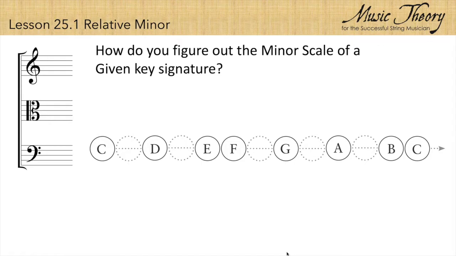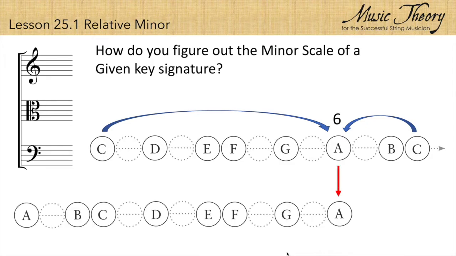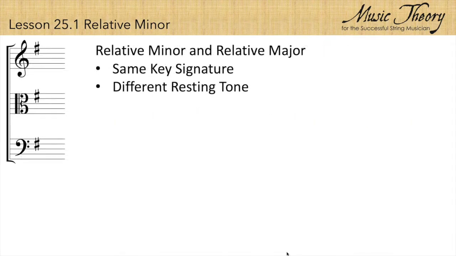So how do you figure out the minor scale of a given key signature? Knowing that the relative minor is built off of the sixth scale degree, you go up to the sixth note of the major scale, and that's the relative minor. You can also go down a minor third from the major resting tone, and you'll wind up in the same place. The relative minor of the C major scale is A minor. This same principle works for all of the scales.